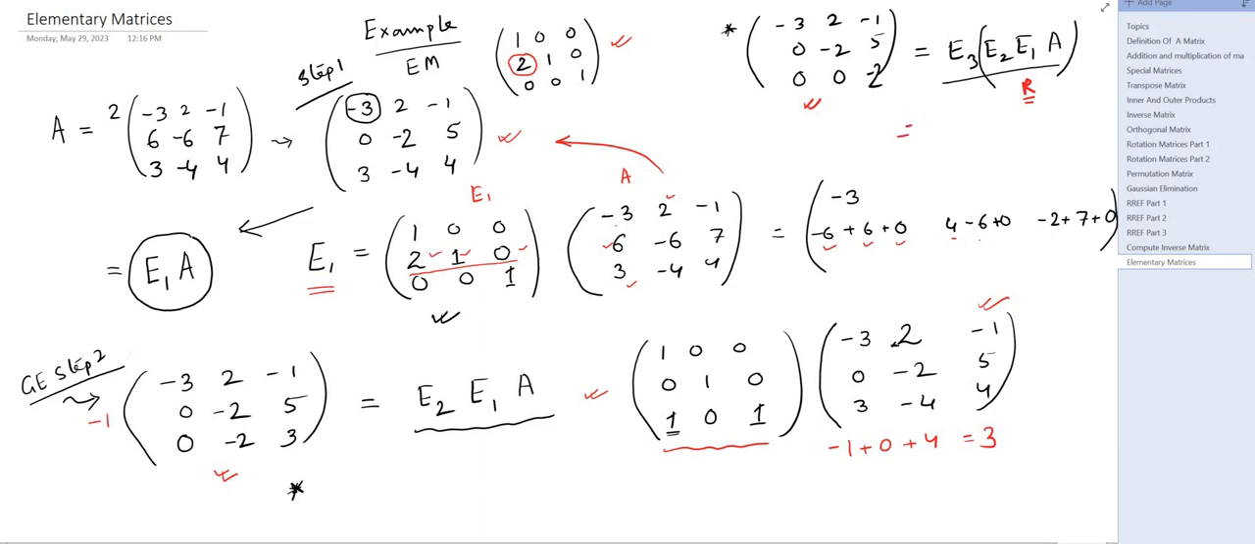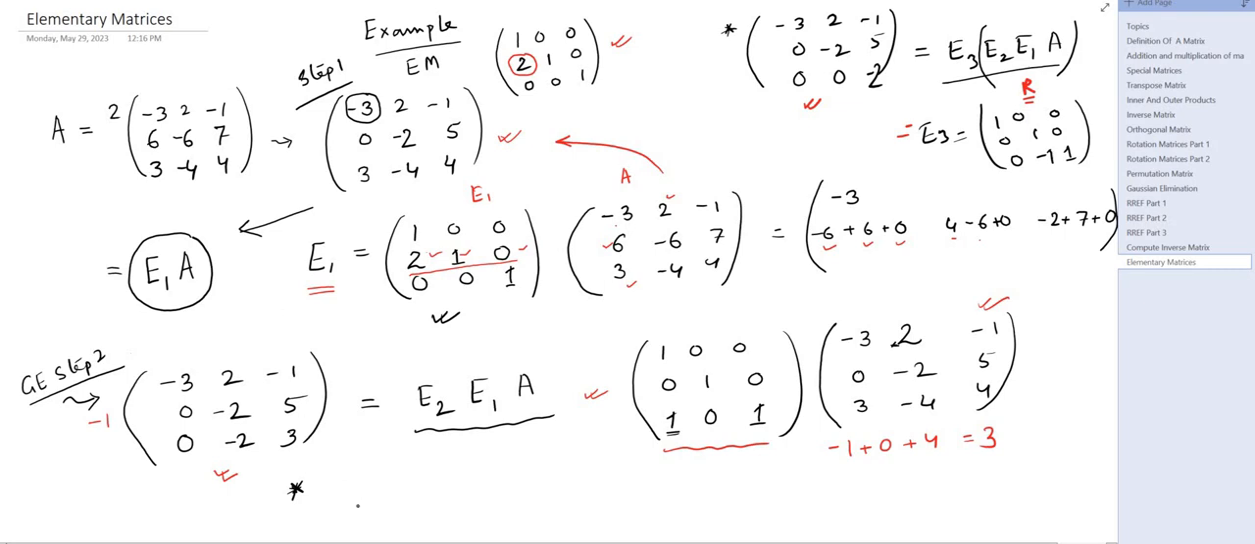So my E3, let me use the black color. My E3 will be, again let's think about the first row, there is absolutely no change, so it will be 1 0 0. Second row there is no change, so now the third row we have to make an adjustment. How can we do it? 0 0 minus 1. So if you do it minus 1 and 1, because we multiplied by minus, that's why it is minus 1. Okay, so these are the three elementary matrices.